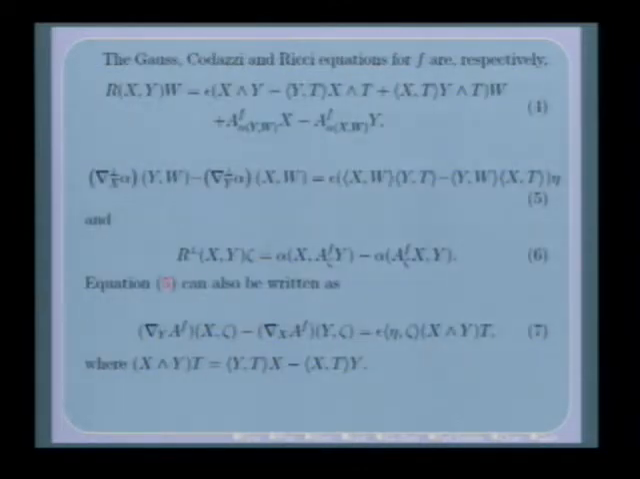And the Gauss-Codazzi-Ricci equations can be written down in this way. The Ricci equation is just the same as that of a submanifold in the space forms. In the Gauss and Codazzi equations, there appear those two vector fields, T and eta.